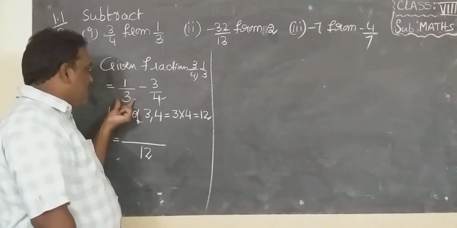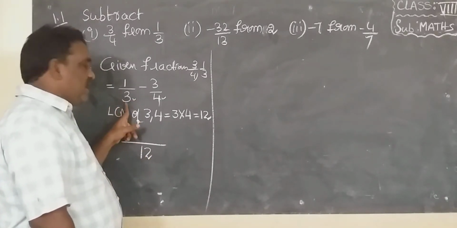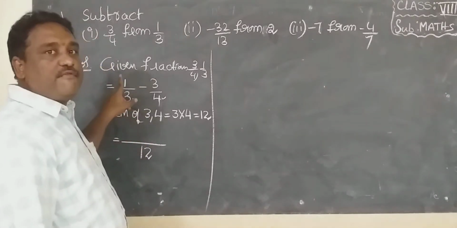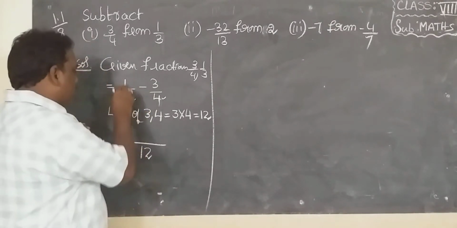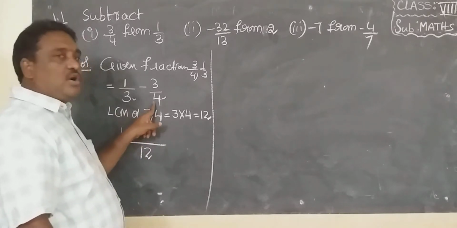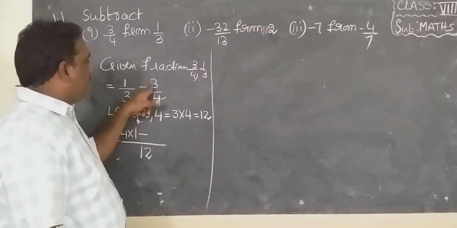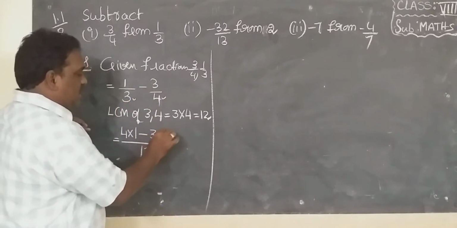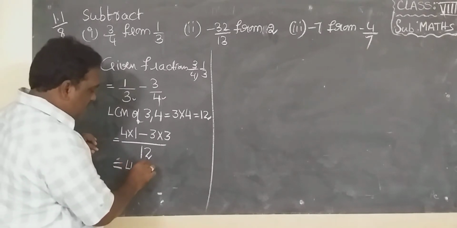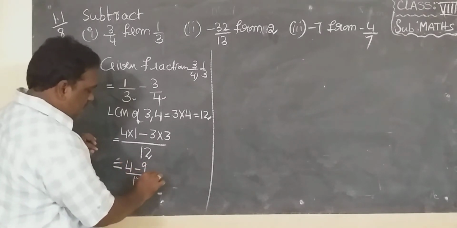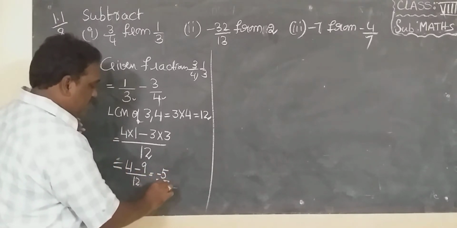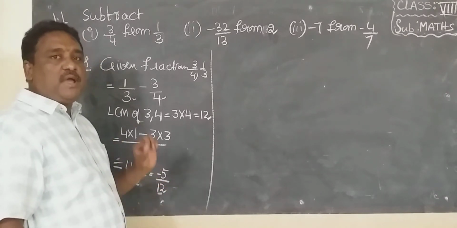See my finger. Here 3. In 12, 3 table, how many times? 4 times. What is the numerator? 1. So 4 into 1. Then 12, 4 table, 3 times. What is the numerator? 3. 3 into 3. Then 4 ones are 4, 3 threes are 9 by 12. Now let us do subtraction. Minus 5 by 12.